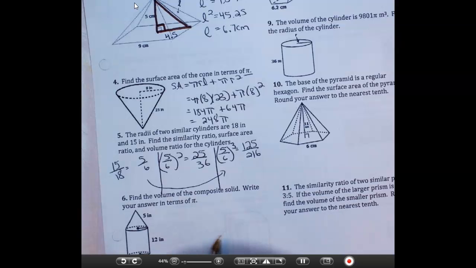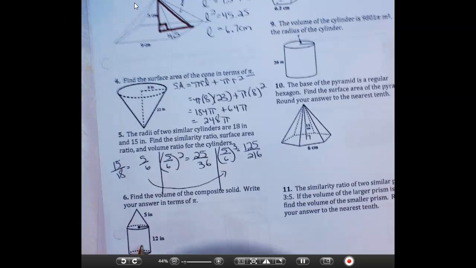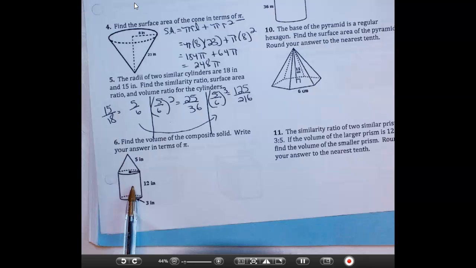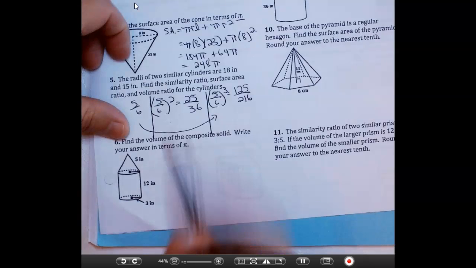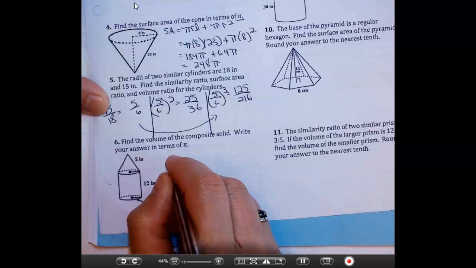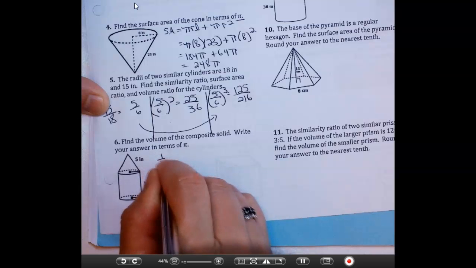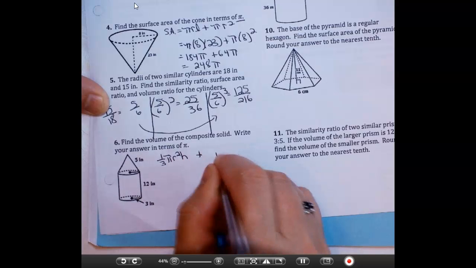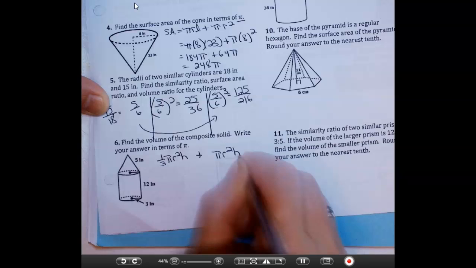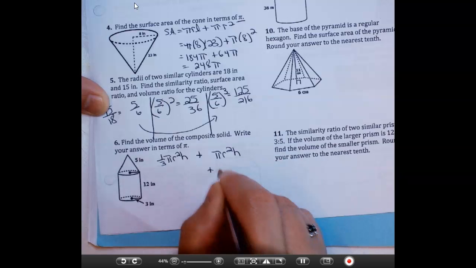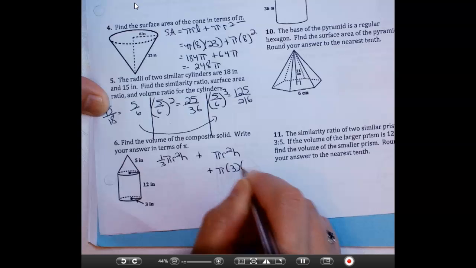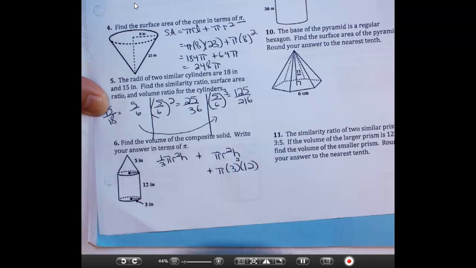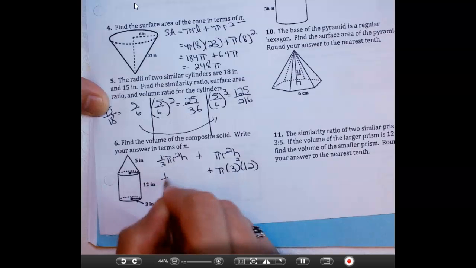Okay, number 6, they want us to find the volume of the whole entire thing. I can see I have a cone and I have a cylinder. So let's go write down our volume of the cone. Volume of the cone is 1/3 pi r squared h. The volume of the cylinder is pi r squared h. I'm going to do this part first because I can see I have a radius of 3. I see I have a height of 12. Up here, what I don't have is the height of the cone.